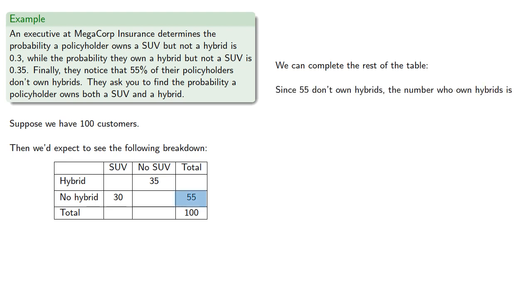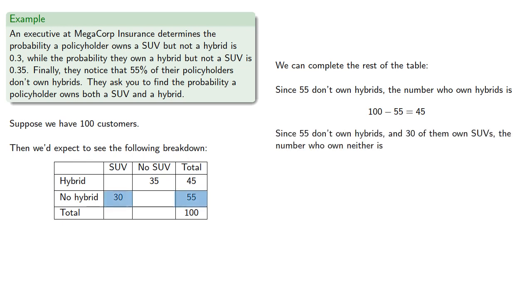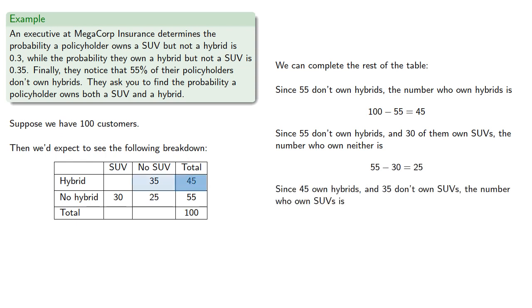Since 55 don't own hybrids, the number who do own hybrids will be 45. 30 of them own SUVs, so the number who own neither hybrids nor SUVs will be 25. 45 own hybrids and 35 don't own SUVs, so the number who do own SUVs is 65. Extending our totals gives us the completed table.